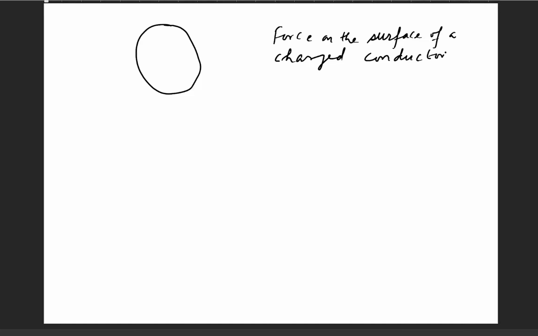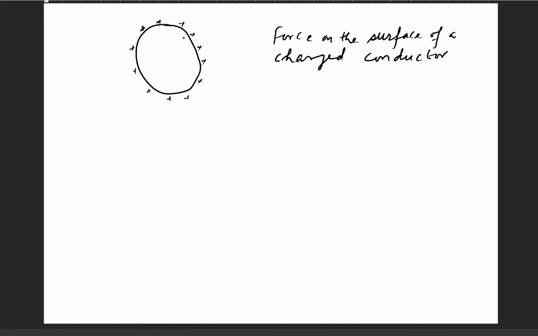The question is to find the force on the surface of a charged conductor. You might remember I was telling that the expressions for Coulomb's law or Gauss law do not consider the self forces of the charge on itself. So now we are trying to find, because there will be so many charges on the surface of the conductor, what is the force on the surface of the conductor because of these charges.